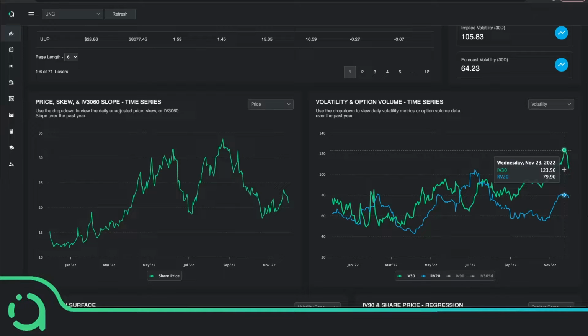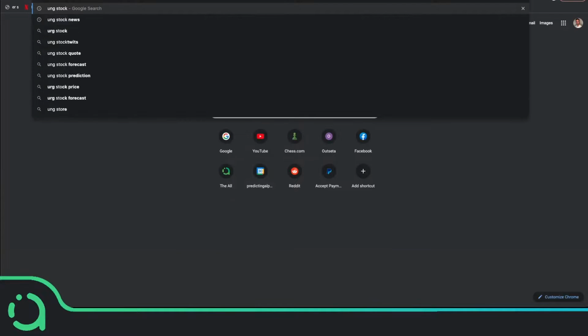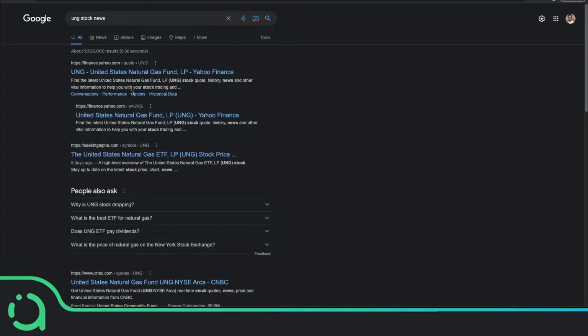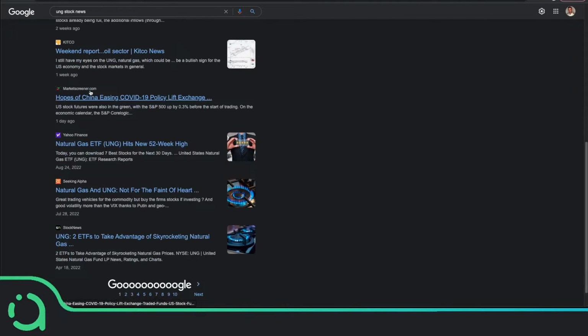Is there anything that's happening that would cause the volatility to spike? So I might come over here and type in UNG stock news, right? And this is a natural gas fund. We can look at some of the news here, maybe go over to the actual news tab for Google. And basically, this is an industry-wide thing that we're seeing for natural gas, right?